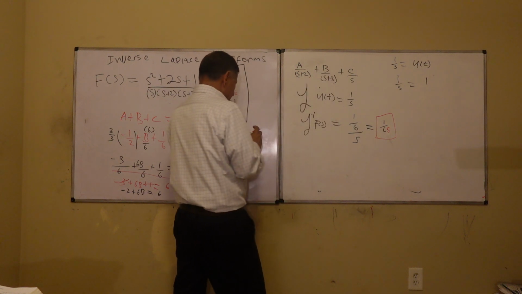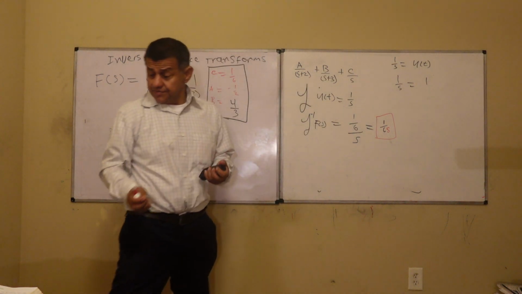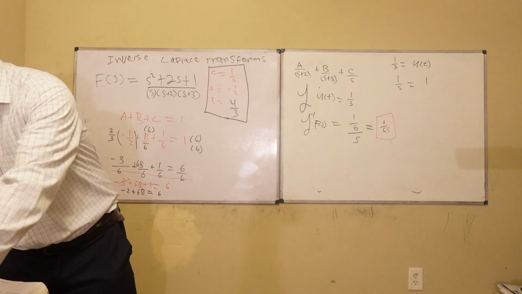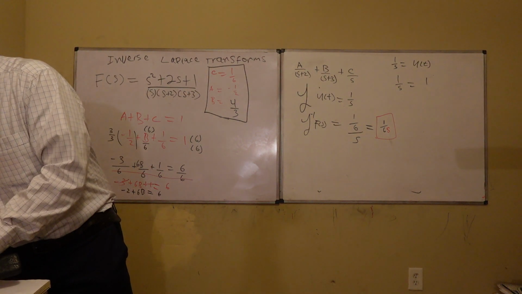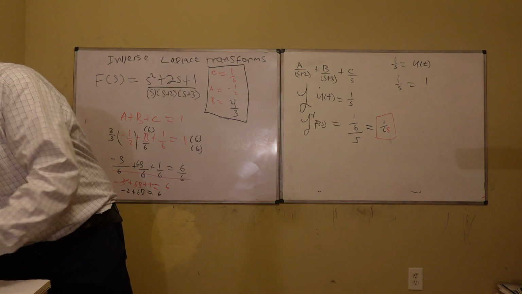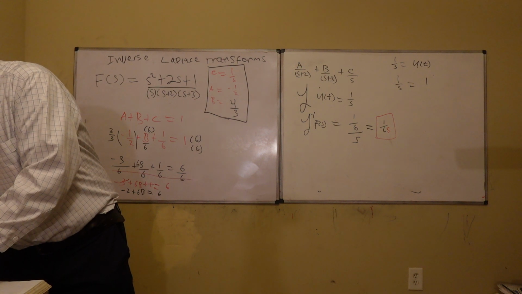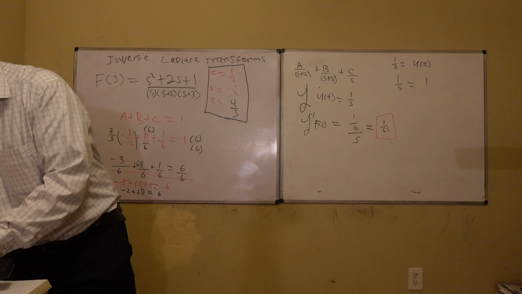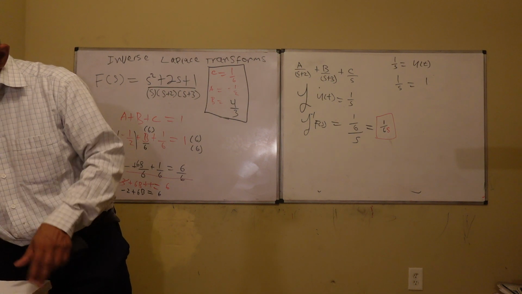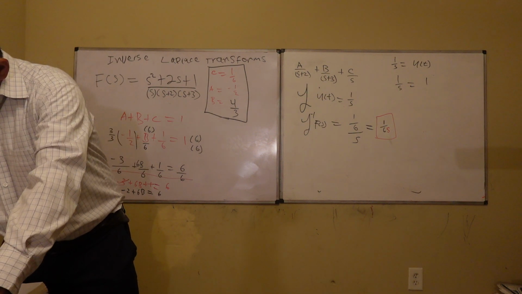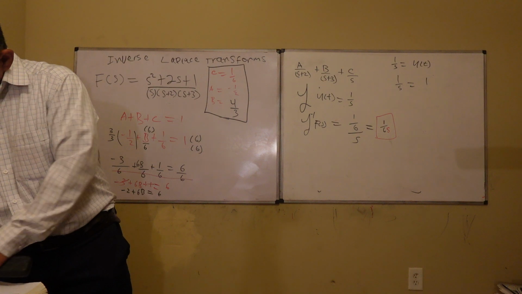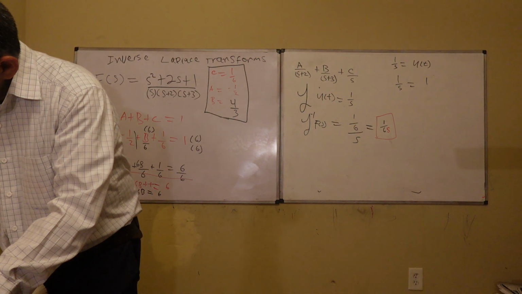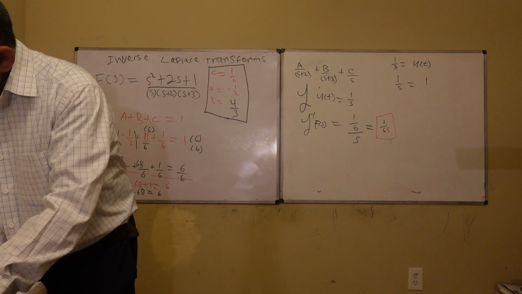Now we need to do A and B. According to the table, if I look for the A and B, it looked like 2 plus a.